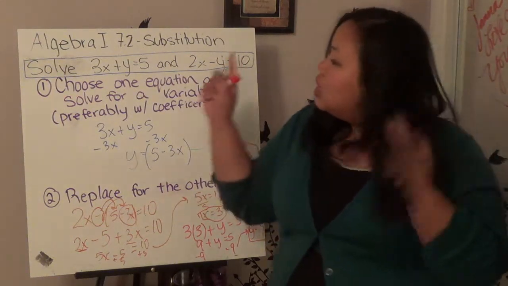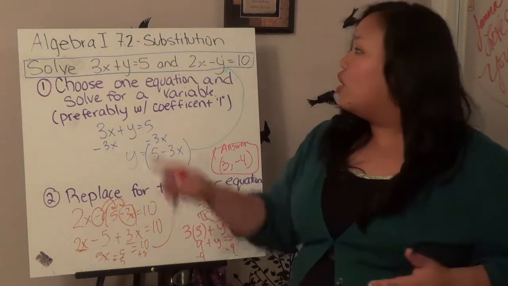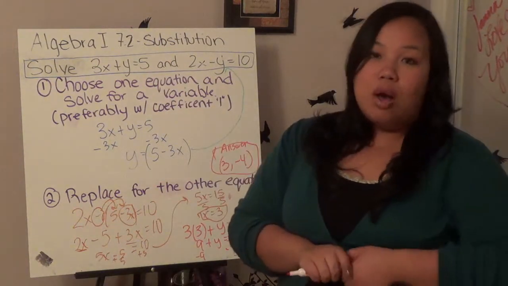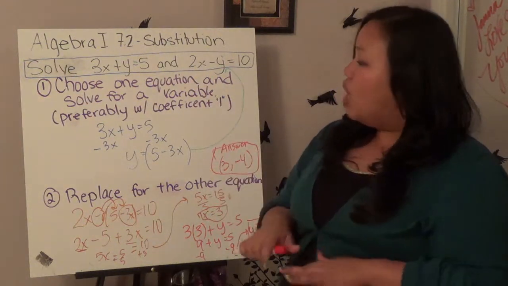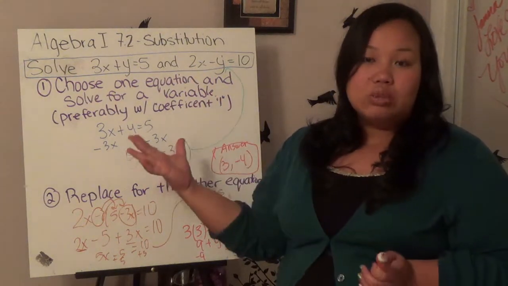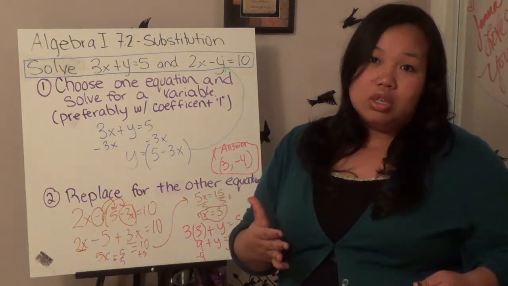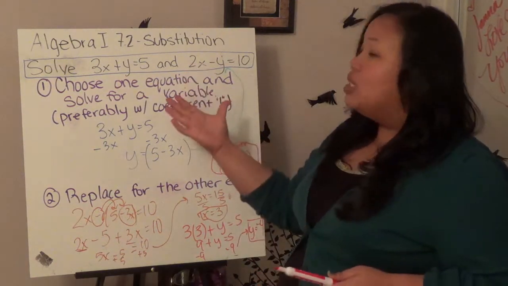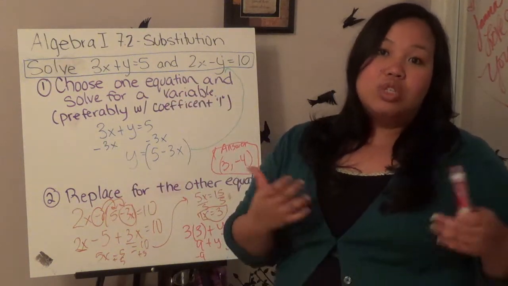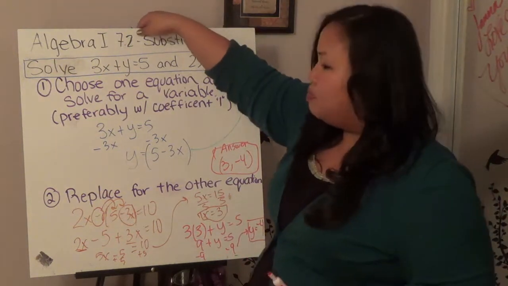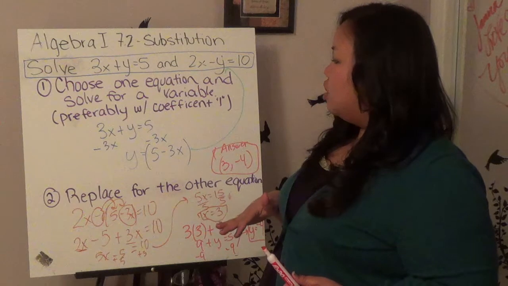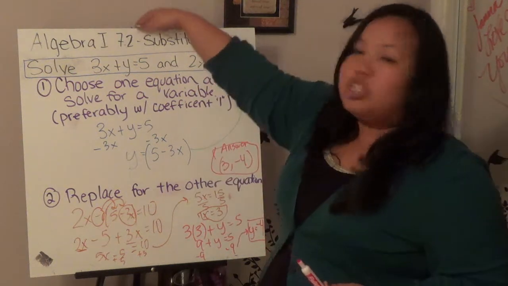And again, this method of substitution will only work easily if the coefficient is 1. And when you have no coefficients that are 1, it doesn't mean you can't do substitution, it just makes it more difficult. Okay? So when this happens, then you might want to use our next section, which is 7.3. So let's try one more problem. Go ahead and write this board down. Okay? We're going to try one more problem.